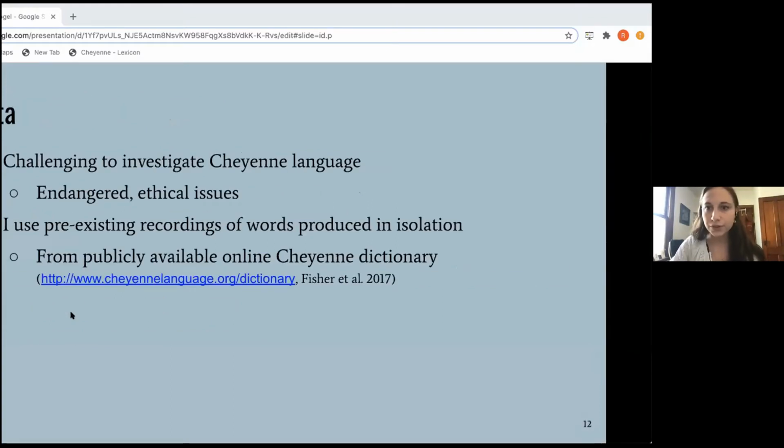I first want to mention that there are some challenges in investigating the Cheyenne language because it's relatively endangered, and there are significant ethical issues in doing fieldwork with indigenous communities in North America. We can't simply go into a community and collect phonetic data for our own purposes and then leave because of the ethical issues. So for this reason, I make use of pre-existing recordings from a publicly available source in the study. Specifically, I used words produced in isolation in an online Cheyenne dictionary.